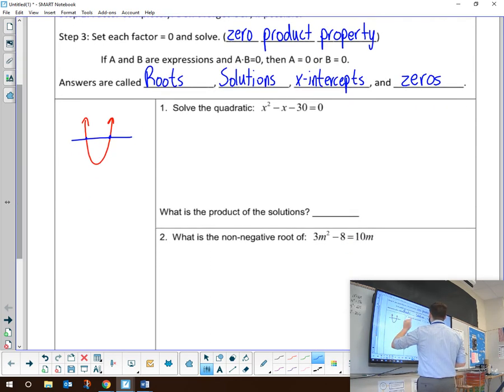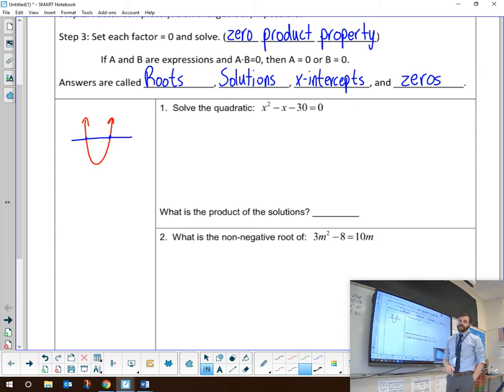So number one, remember, step one, move everything to one side. Well, this one's already taken care of. We have x squared minus x minus 30 equals 0. Step two, I need to factor. So remember what our steps are for factoring. First, we look for a GCF. So in this one, there is no GCF. Second, we label my A, my B, and my C. So my A is 1, my B is negative 1, and my C is negative 30.